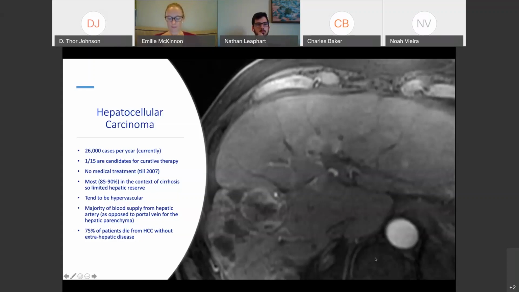So if you have these cancers which rely completely on the hepatic artery, whereas the rest of the parenchyma is getting most of its oxygen from the portal vein, that allowed you to have a differential that you could manipulate by going into the artery and embolizing these tumors.